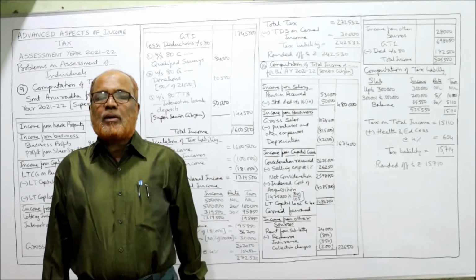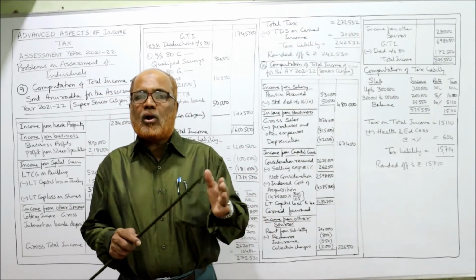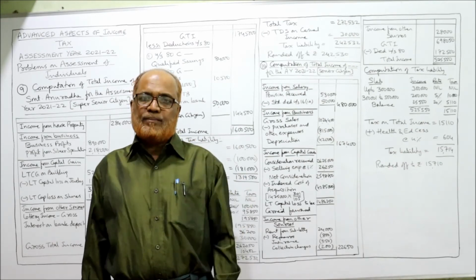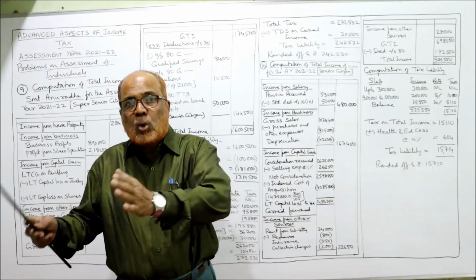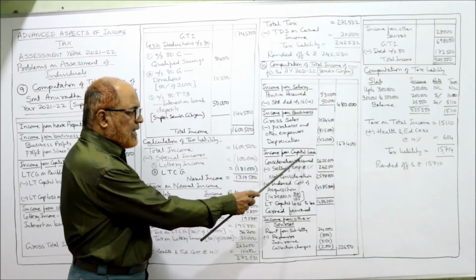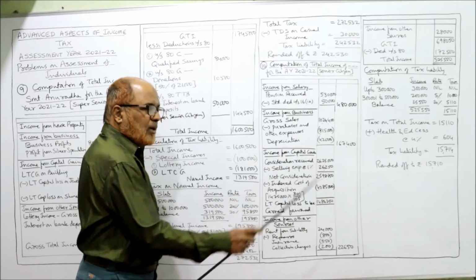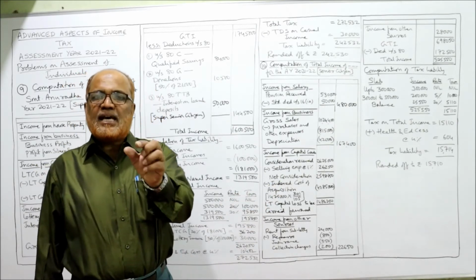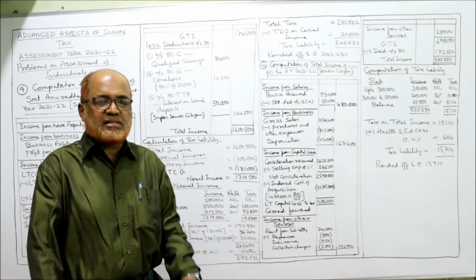The new point in this problem is there is a long-term capital gain or loss. We have to find out. Here a long-term capital asset is sold. So what is the sale proceed received? See here, income from capital gain. Consideration received 26,25,000. This is the sale amount received by the assessee by selling the long-term capital asset.